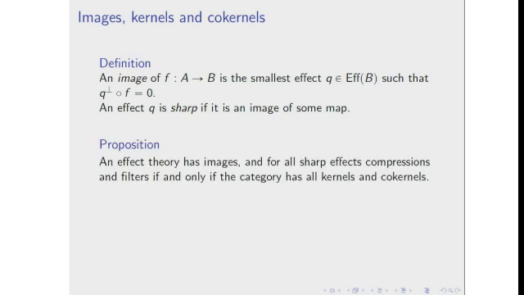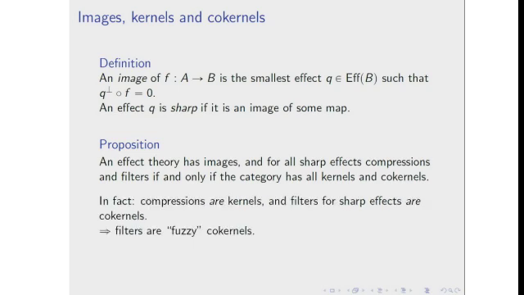Now we can relate all these new definitions in effect theory to something more people might have heard of. If I have an effect theory that has images, and every sharp effect has a compression and a filter, that's if and only if the category has all kernels and cokernels. So if you've heard of kernels and cokernels, these are related in this way to having compressions, filters, and images. In fact, you can say that compressions are kernels, they have the universal property of a kernel. And if you have a filter for a sharp effect, it has the universal property of a cokernel. So in this sense, a filter is a fuzzy cokernel. It is also a universal property, but then also for non-sharp effects.